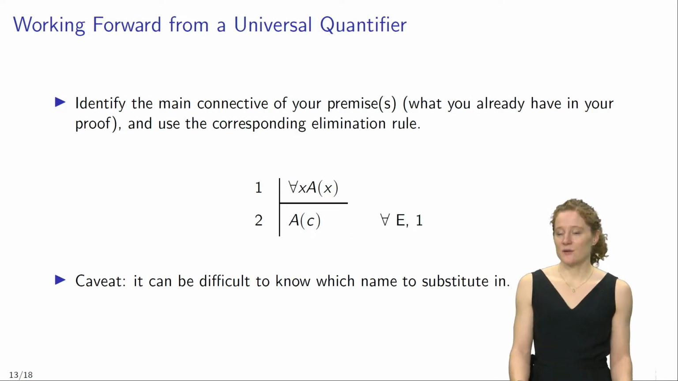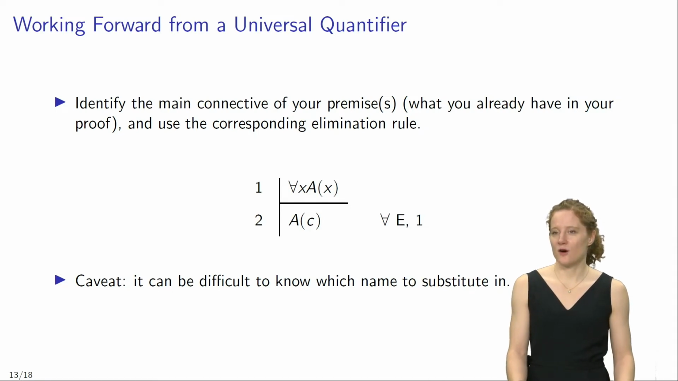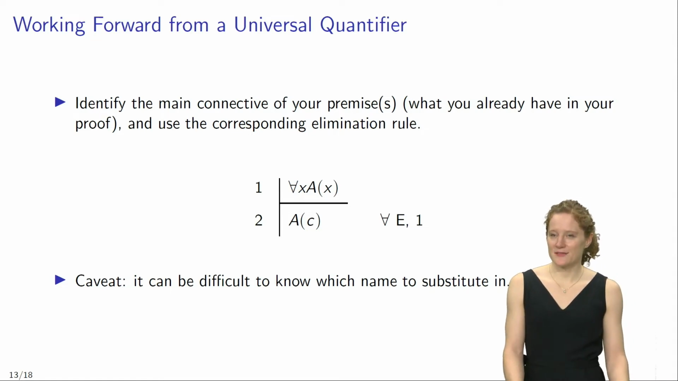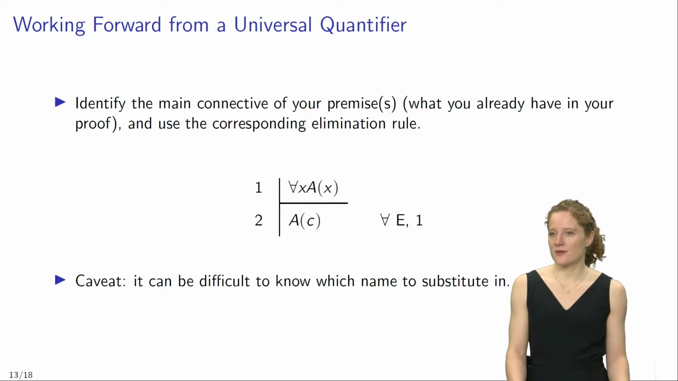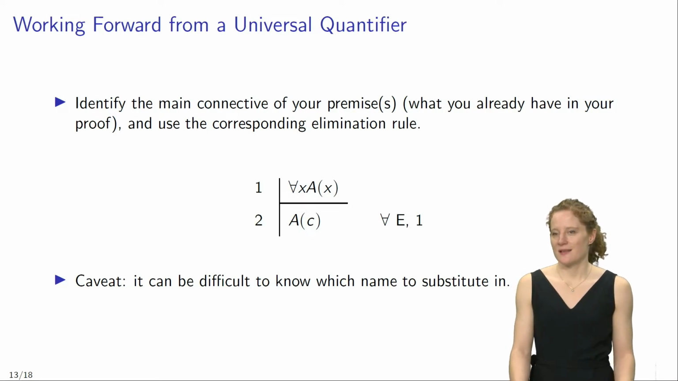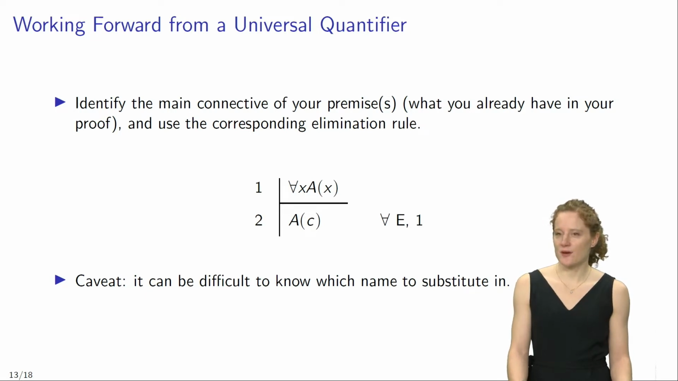Now, suppose you have among your premises a universally quantified sentence of the form for all x, Ax. Forward planning suggests to identify the main connective of your premise or your premises and to use the corresponding elimination rule to derive further information from these premises. So applied to this particular example, that means that you should infer Ac, where c is a name in your language, from your premise that all x are A. And you can then justify this inference using universal elimination applied to line 1.